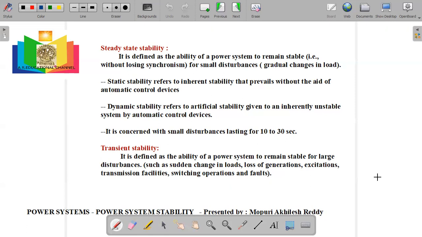Transient stability is defined as the ability of the power system to remain stable for large disturbances. Large disturbances mean change in load, loss of generation, excitation, transmission facilities, switching operations, and faults.